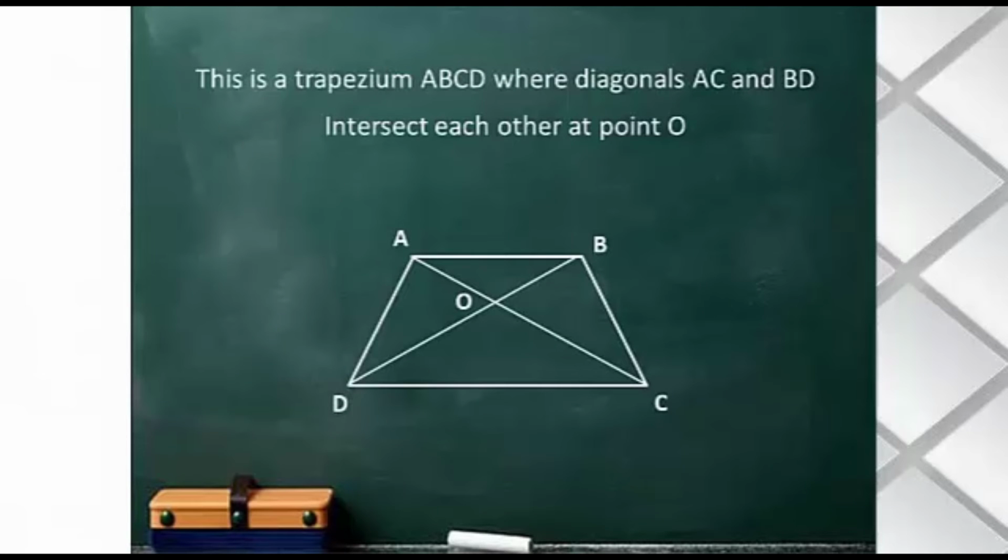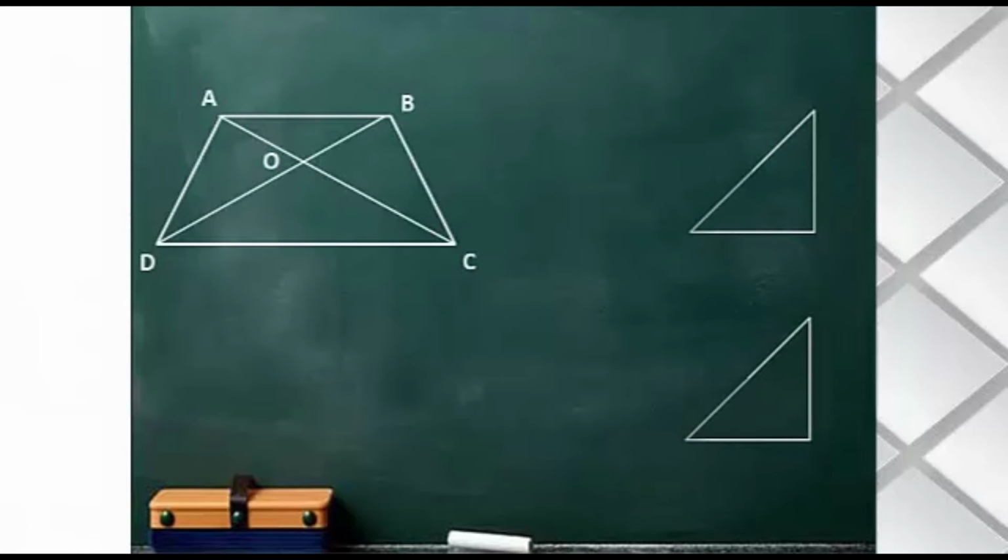This is a trapezium ABCD where diagonals AC and BD intersect at point O. Again, let us draw two reference triangles. Now since AB is parallel to DC, we can take AC as a transversal, and thus we get angle BAC and angle ACD as alternate interior angles which are equal. We'll show them with orange markings in the reference triangles. Also, we see angle AOB and angle DOC are equal as they are vertically opposite. We'll show them in the reference triangles with yellow marking.